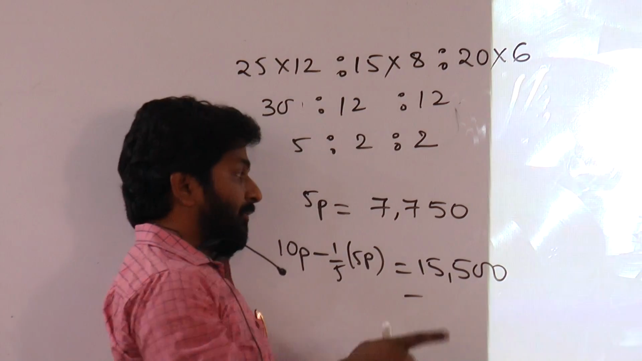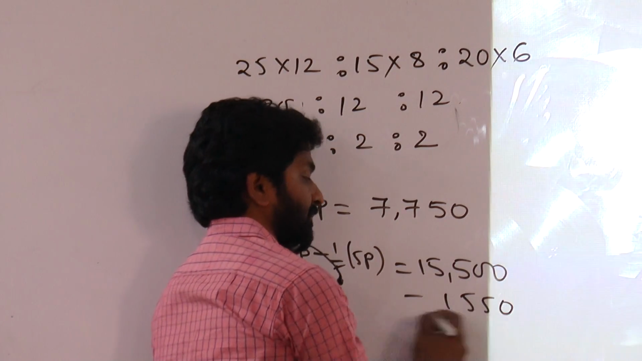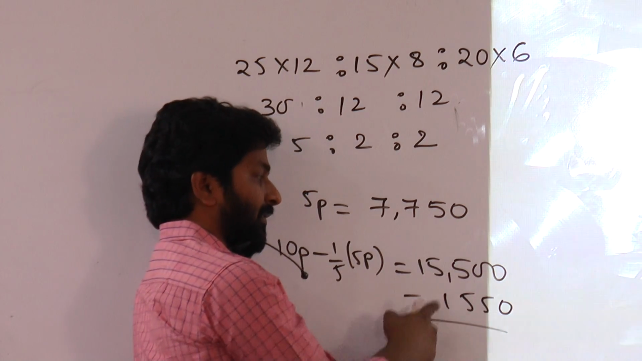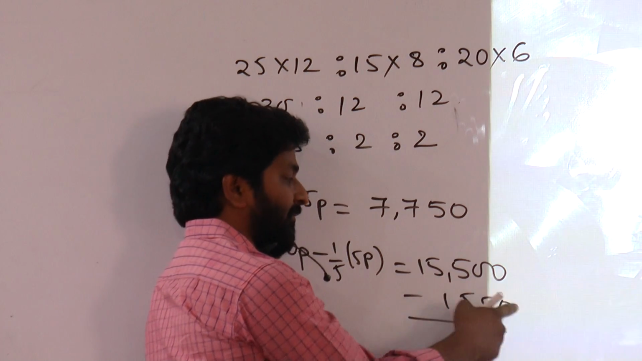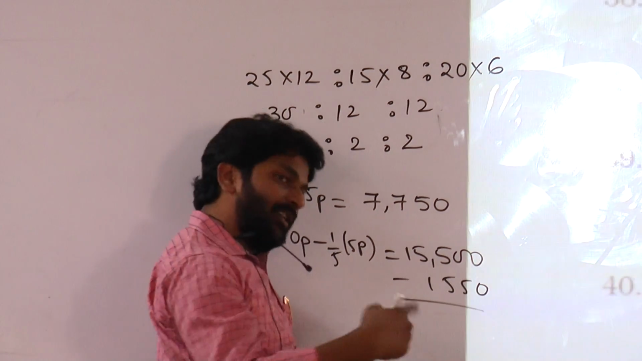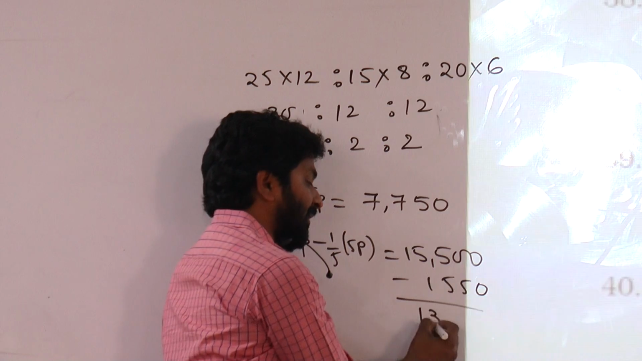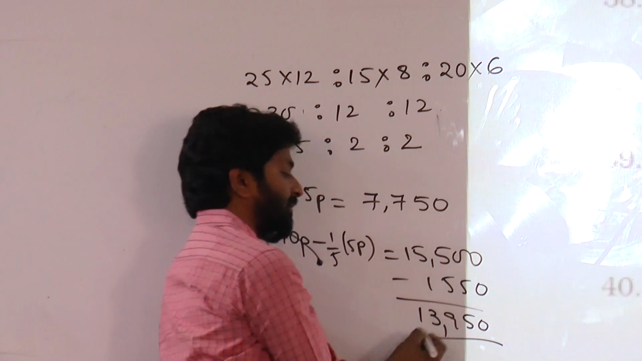So 1,550. Need to subtract 1,550. 15,000 minus 1,000, 14,000. 500 minus 550. If you subtract 500 again, you need to subtract 50. That will be 13,950, our total profit.